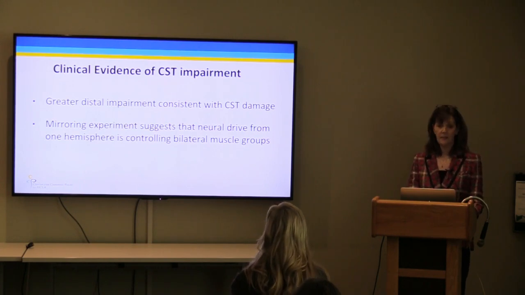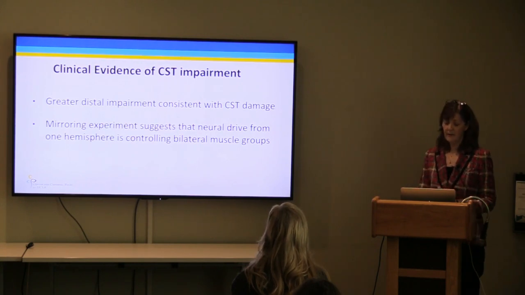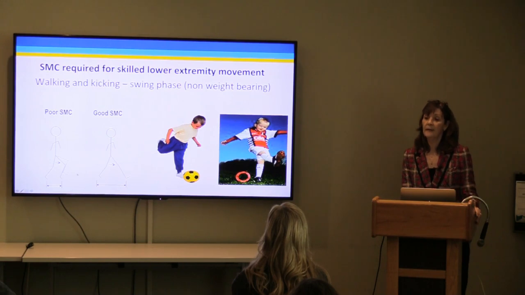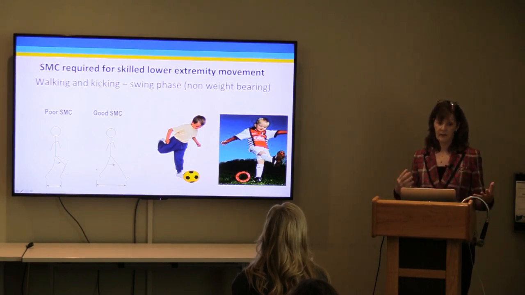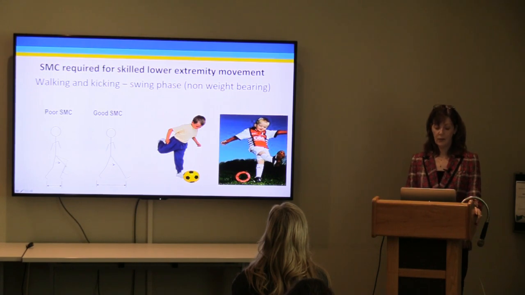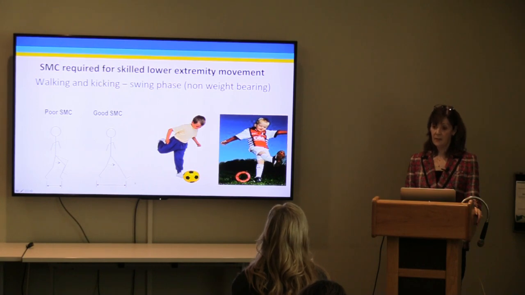Now we looked at this with patients just sitting. What about if we get them up and moving? We know that we need selective motor control for skilled lower extremity movement. Walking and kicking are excellent ways of studying this. When somebody's standing on their limb, there are a lot of other factors that come into play. They need balance, for example. So we're studying this inter-joint coordination during the swing phase of gait. Here, someone with good motor control flexes the hip and extends the knee. So they can dissociate movement. It's not just in a pattern.